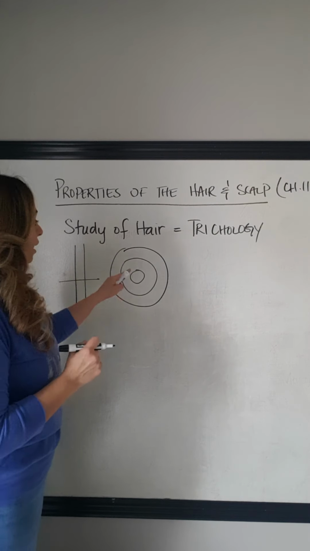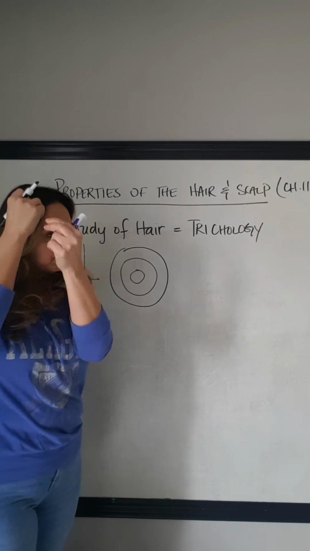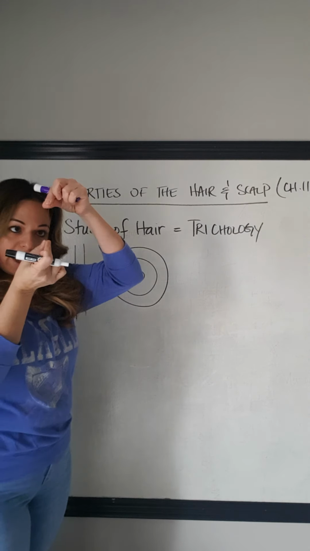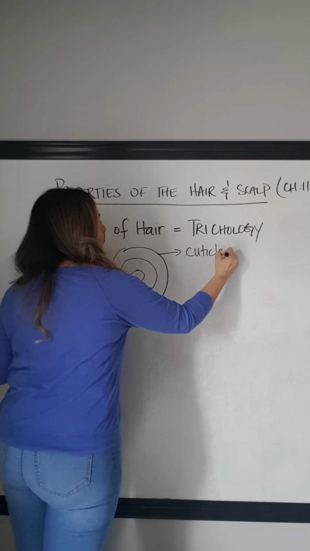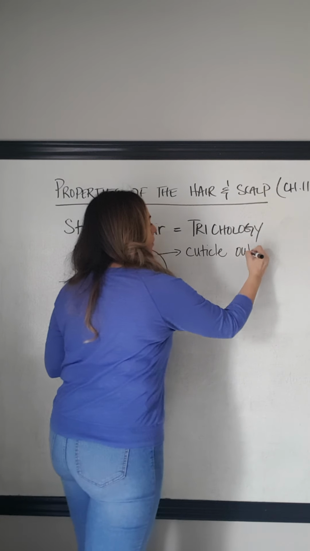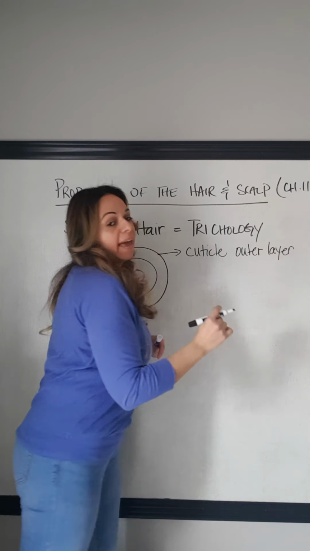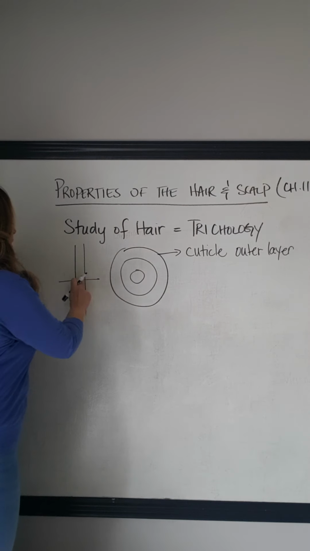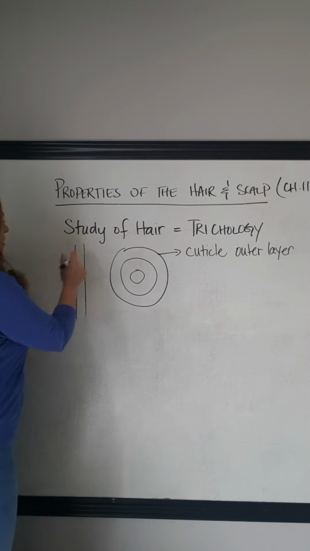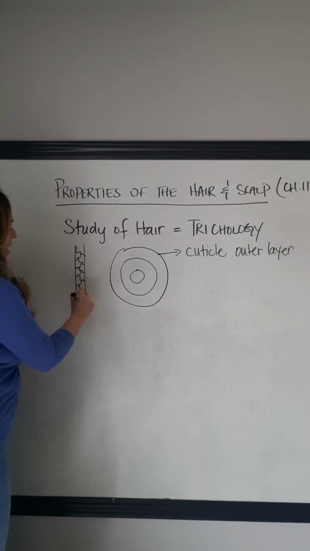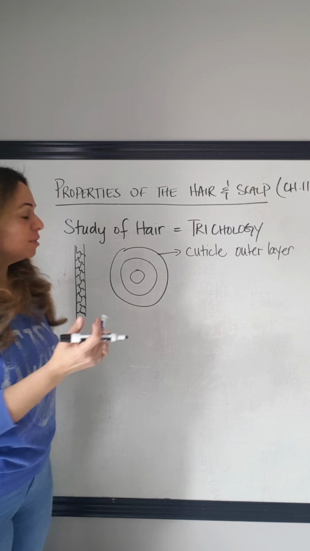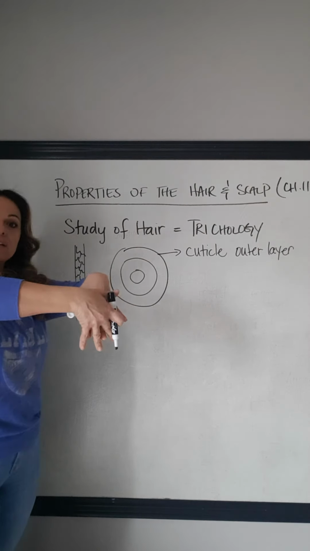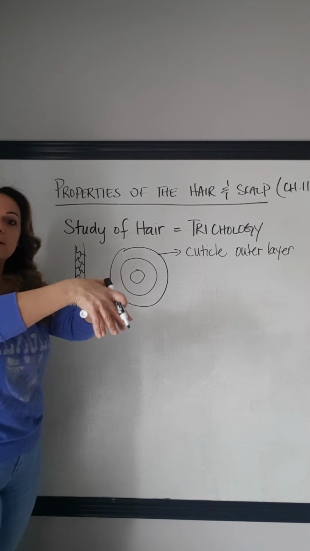Okay, so the outer layer represents what we see when we look at a strand of hair right in front of us, and that part is called the cuticle. So the cuticle is the outer layer, and I'm going to draw that here, it contains overlapping cells. They overlap each other almost in the same way that shingles would overlap each other on the rooftop of your house. So they have these overlapping layers, and these layers can open and they can close.